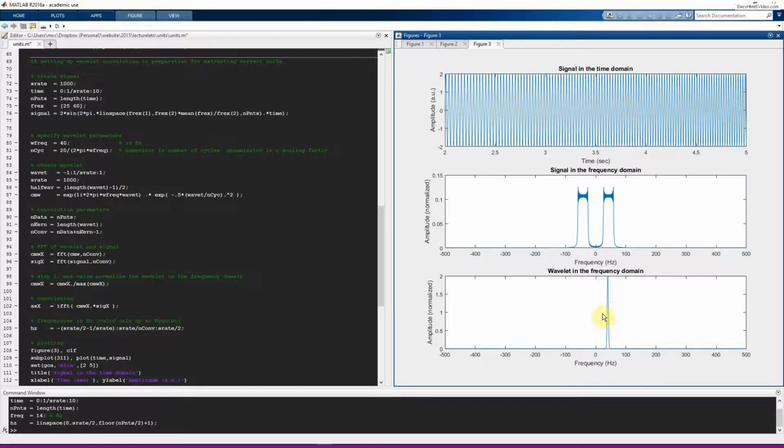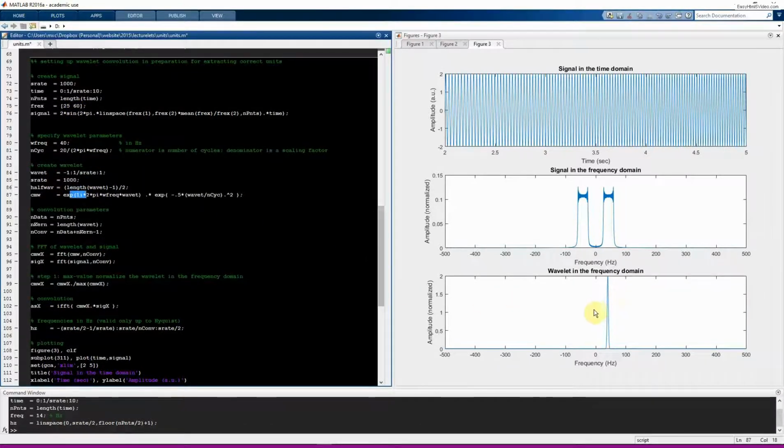And now here we have our wavelet. And remember, this is a complex wavelet. We need the complex wavelet in order to be able to extract phase and amplitude information and not just get back the real part of this signal.